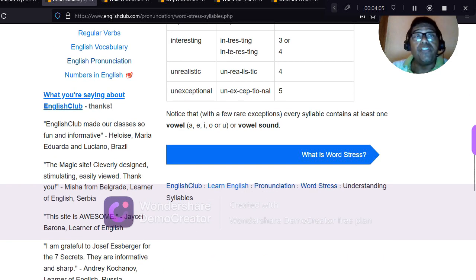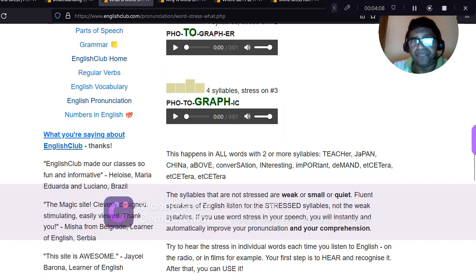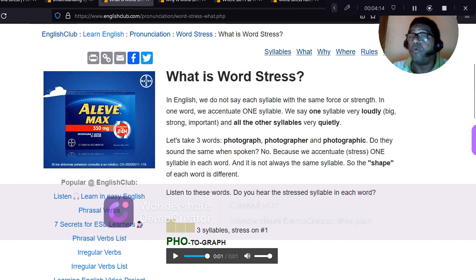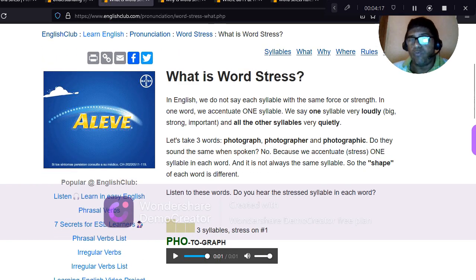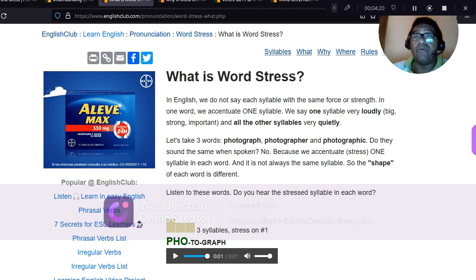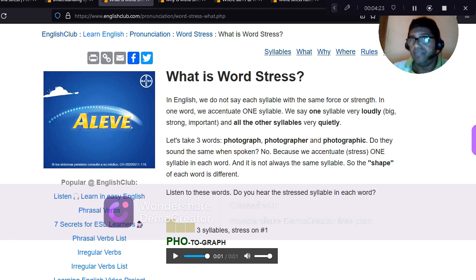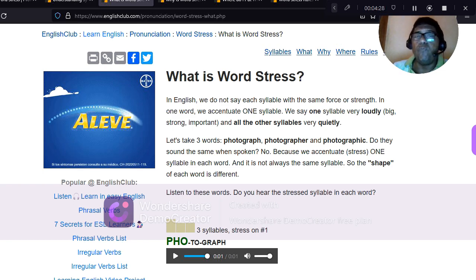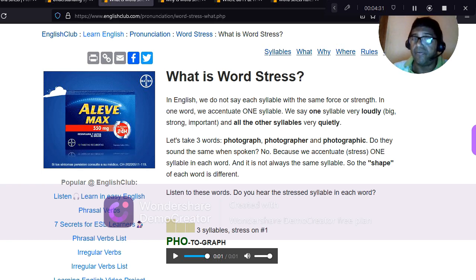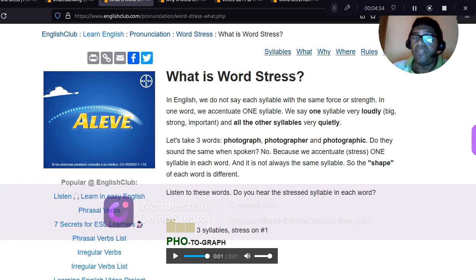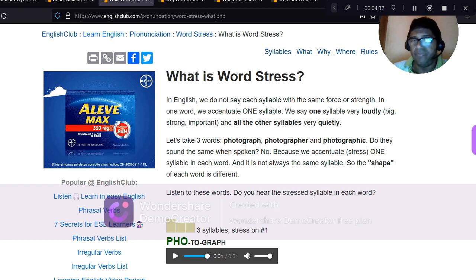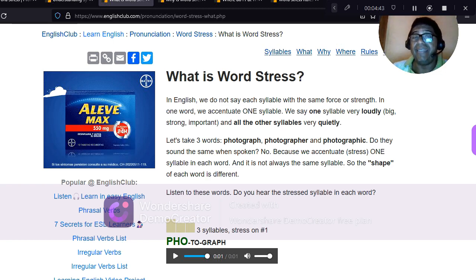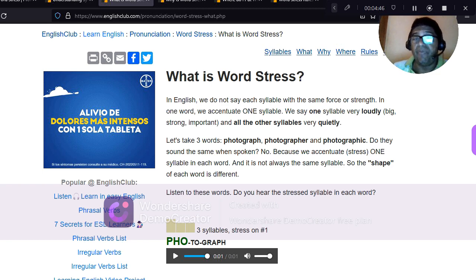Now, what is word stress? That is our next section. In English, we do not say each syllable with the same force or strength. In one word, we accentuate one syllable. We say one syllable very loudly, big, strong, important, and all the other syllables very quietly. Let's take three words: photograph, photographer, and photographic. Do they sound the same when spoken? No, because we accentuate or stress one syllable in each word, and it is not always the same syllable. So the shape of each word is different.